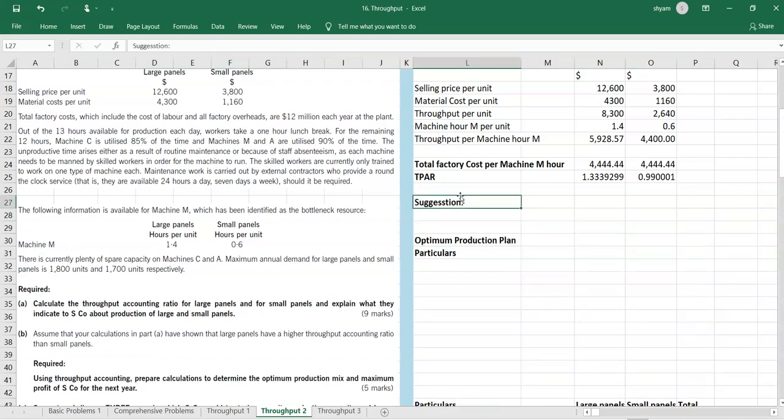So the suggestion is, as large panels have a TPAR of more than 1, it is better to keep producing it. Okay.